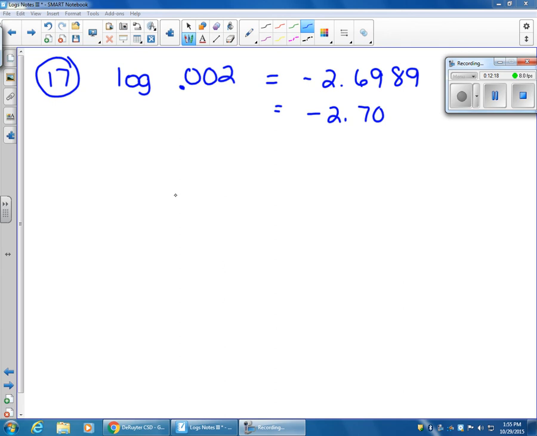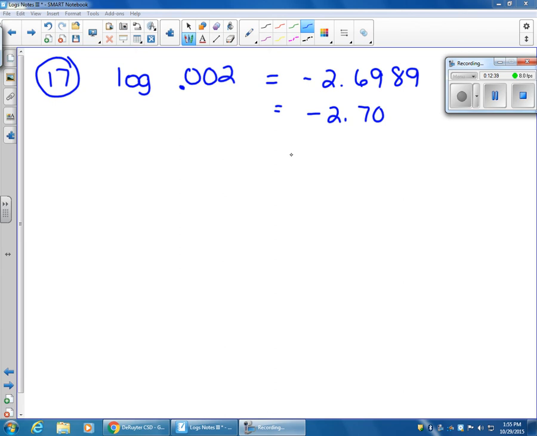Okay, so we're going to look at a few of the questions on the homework sheet. The first one that we looked at was 17, which is log 0.002. Because it's in base 10, we can just use the calculator, so you're just plugging log 0.002 into the calculator and rounding to the nearest hundredth.